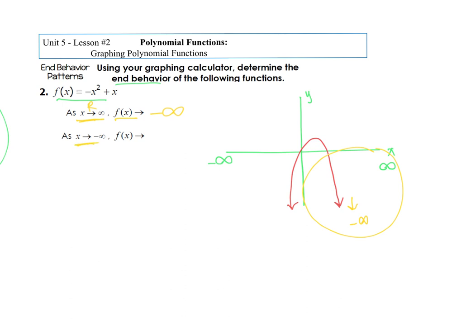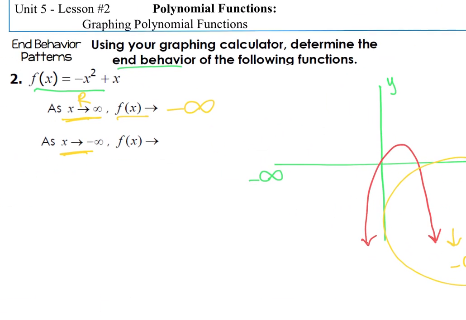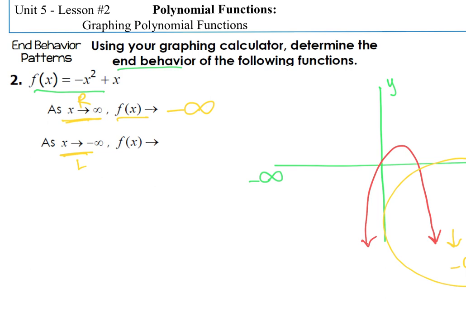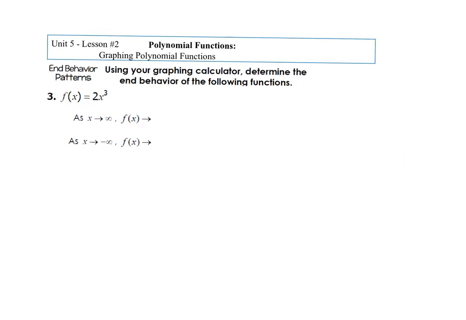Our next part, as x approaches negative infinity, kind of zoomed out there, that would be the left side. Again, when we're on the left side, which is negative infinity, we are also ending down. Down is negative infinity for y. So f of x is also approaching negative infinity. Again, matching answers on this one because both arrows were ending in the same direction. They're both ending down. Okay, number 3, we have f of x equals 2x cubed.